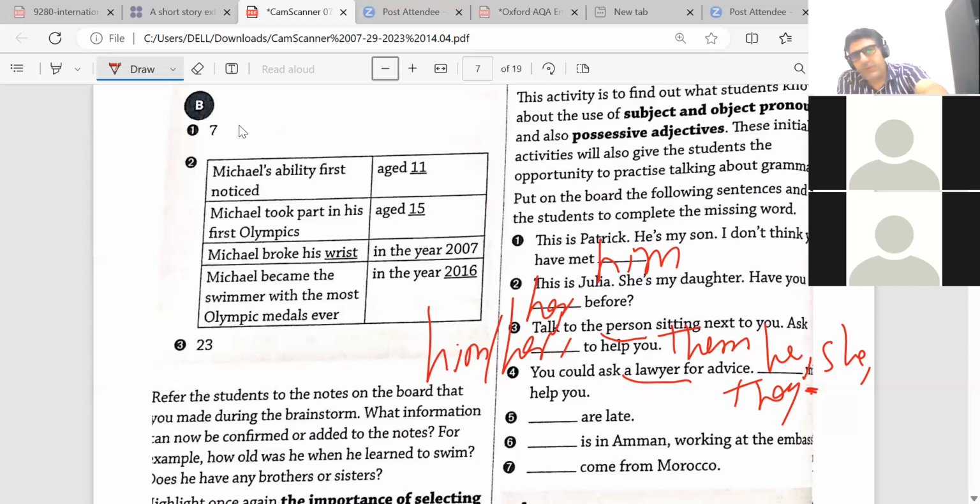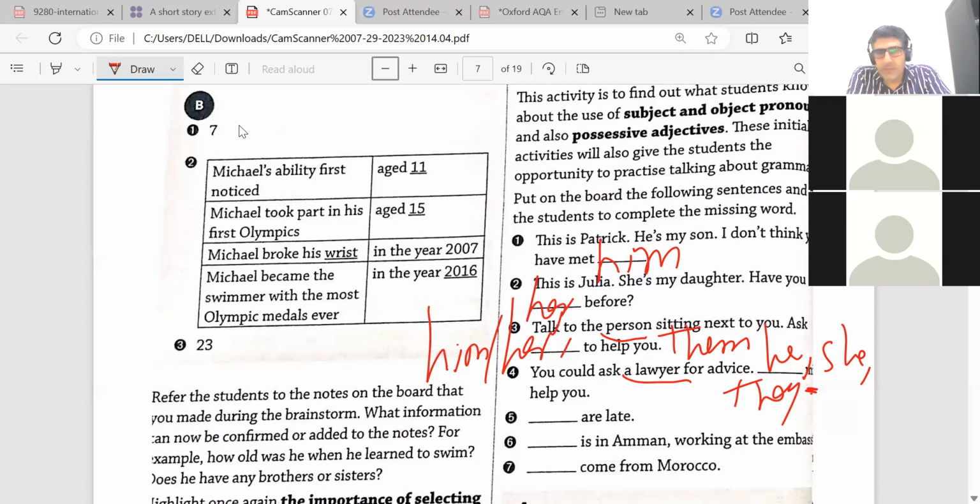The same for number 4, ya Khalid, a lawyer. So you could ask a lawyer. Okay? So a lawyer may be a man or a woman. If you are sure he is a man, write he. If you are sure she is a woman, write she. If you don't know, you are not sure, in this way, use plural pronoun. Use they. This makes sense?